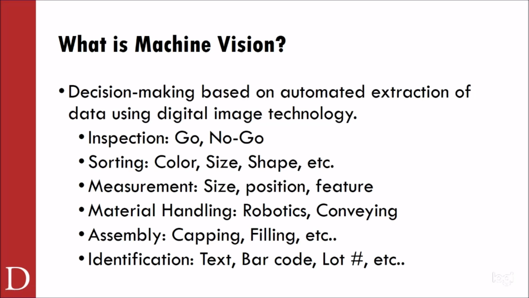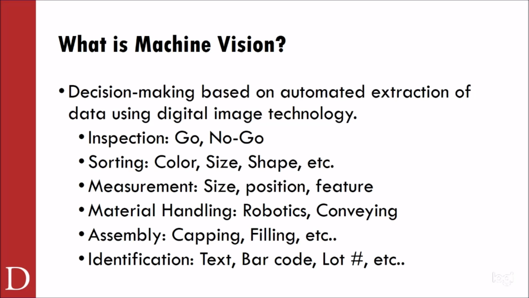It's decision making based on automated extraction of data. And what I would tell you is, if you're taking notes on this, these 6 categories are the 6 categories you ought to key in on for machine vision. These are the types of things I would ask you in the future on a test.